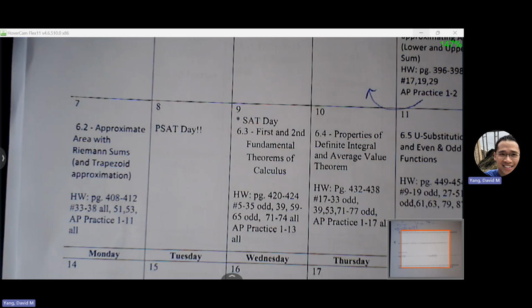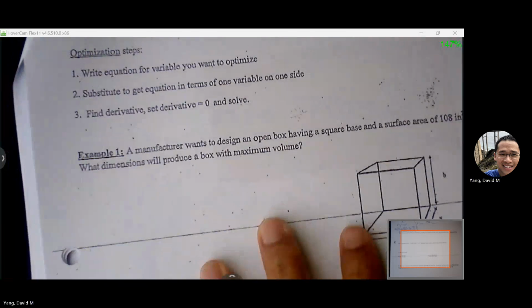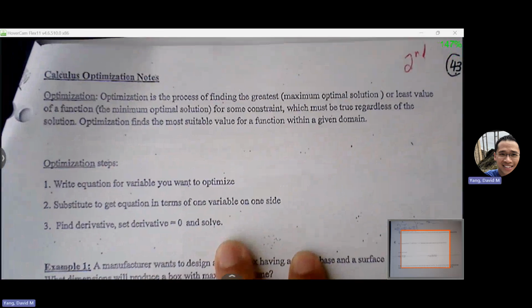Okay. Any questions with our calendar here? All right. Let's go to page 43, our optimization notes.